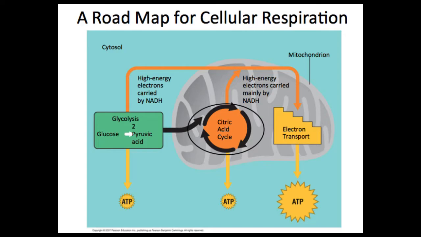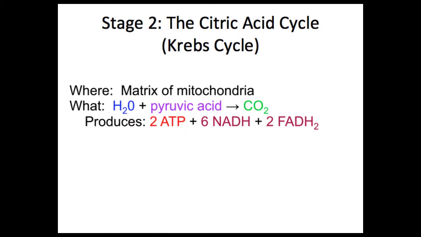All right, so now we've covered glycolysis. Now we move into our mitochondrion for the second step of cellular respiration, which is called the citric acid cycle. The citric acid cycle is also referred to as the Krebs cycle, so we can use these names synonymously. It's named after the scientist that discovered it. Where does it occur? It occurs in the matrix of our mitochondria. And what does it do?